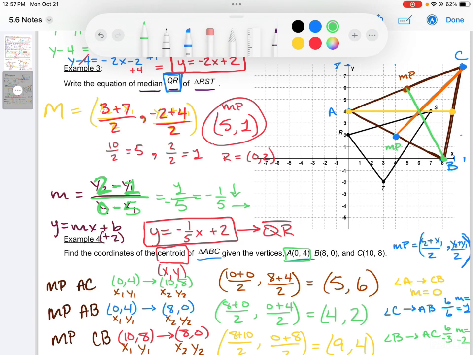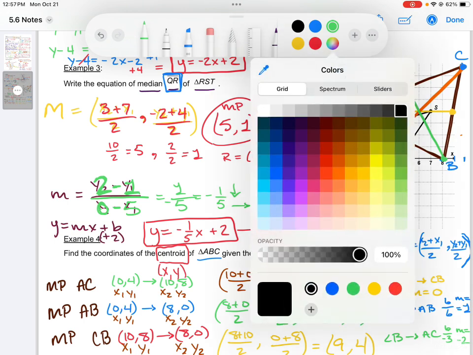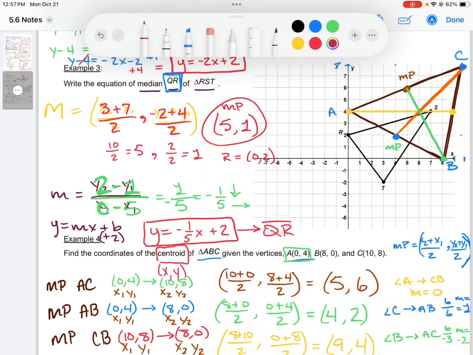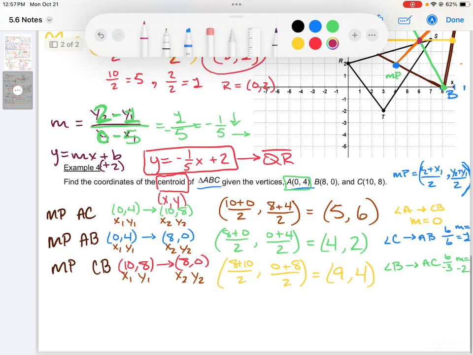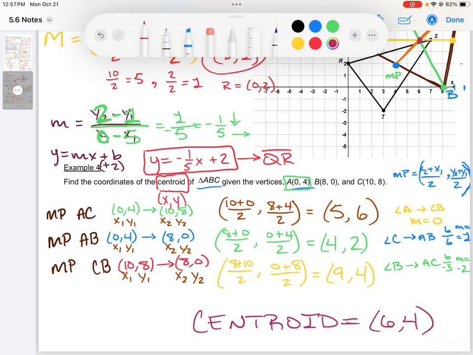All right, so I've got my 3 medians drawn. And my medians create a centroid. And if you look at this point where they all intersect, it is at 1, 2, 3, 4, 5, 6, positive 4. And so my centroid is at 6, 4. Whew. All right, that was a pretty long notes session.